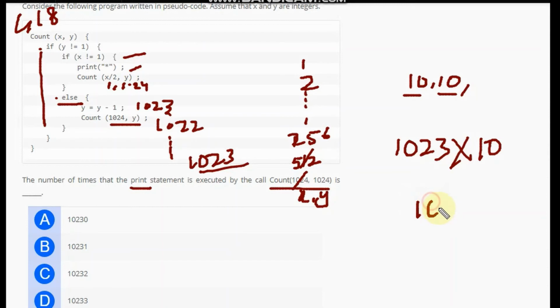Okay, so how many times will this printf be executed? That will be 10230. So a is the correct answer of it.